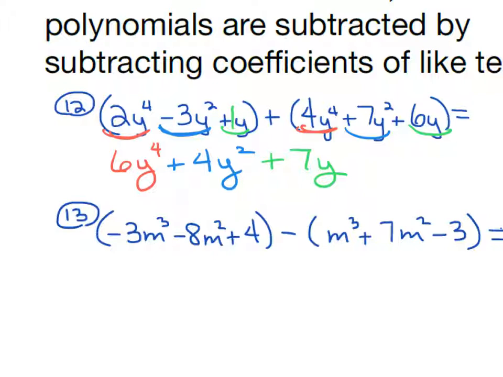Now, notice I wrote my answer from the greatest exponent to the least. This is standard form. So you should always write your answers in standard form from the largest exponent down to the smallest. If this problem had a constant, I would also put the constant as the last term.